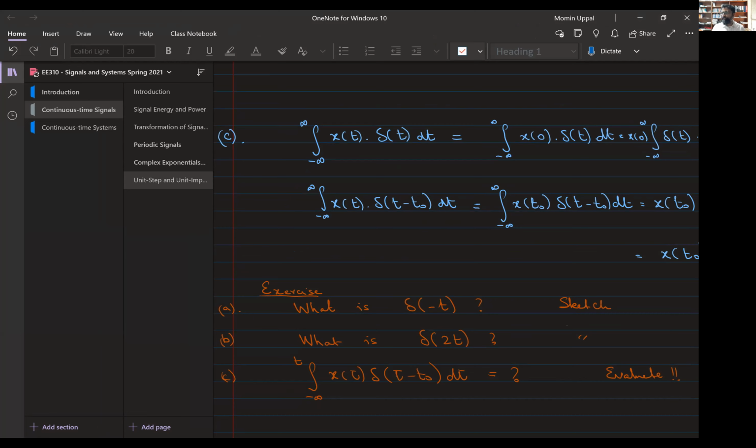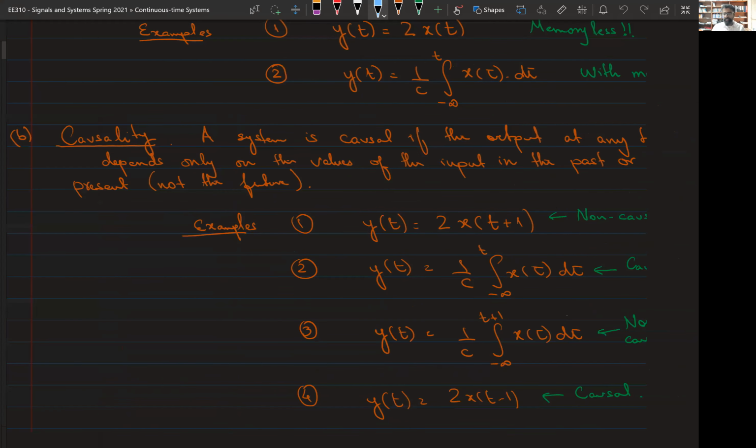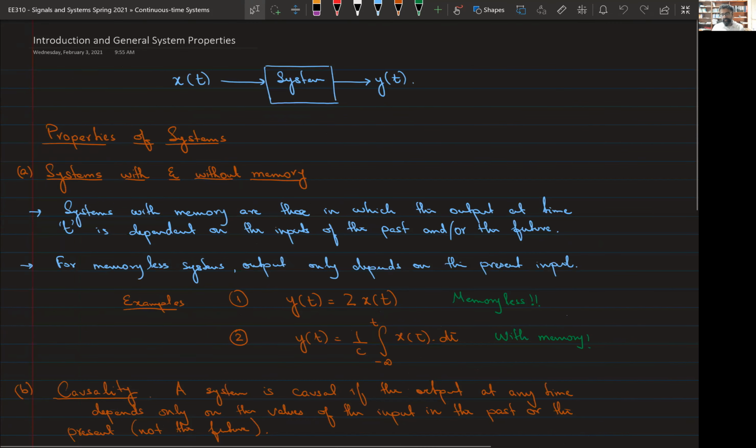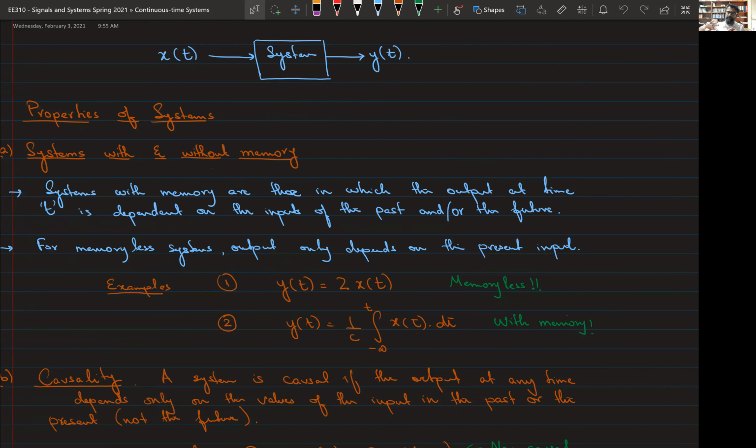Now, what we started our discussions on is systems. A system is nothing but a box which has a certain input, which we're going to denote by x of t, and a certain output, which we're going to denote by y of t. And the system does something to the input and outputs it as y of t.